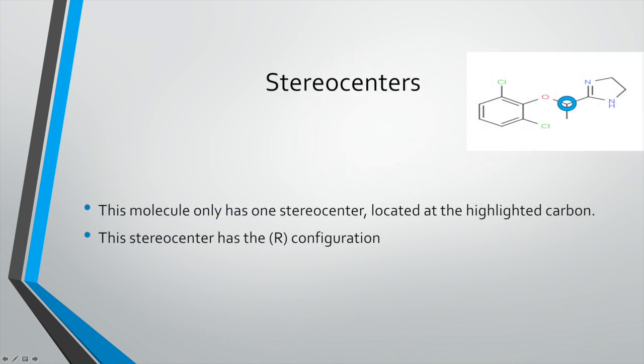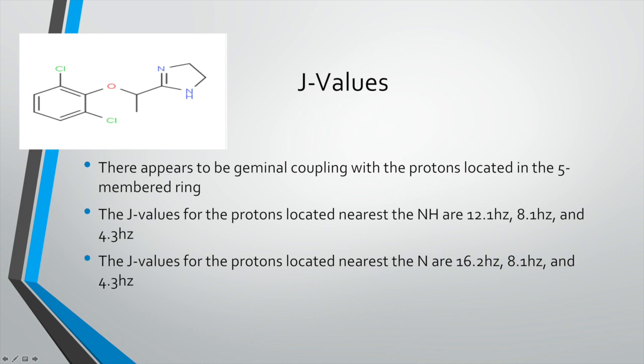As for the stereocenters in this molecule, there only happens to be one, and this stereocenter has the R configuration. And in terms of J values, the only unique J values that I found were the J values seen in the protons in the 5-member ring containing the two nitrogens. The J values for the protons nearest the NH had 12.1 hertz as the highest J value.